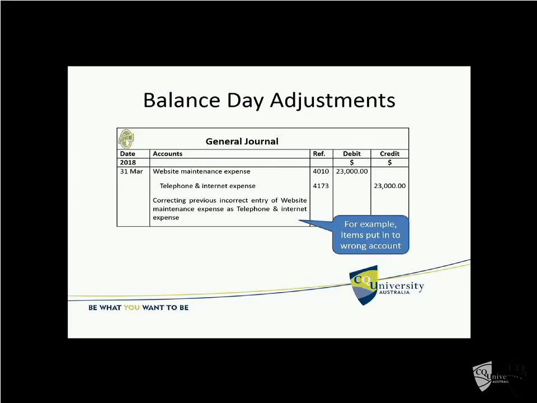So to correct that, what we do is we debit the expense. We increase the website maintenance expense by $23,000 because it should have been in there, and we take it out, which means crediting the telephone and internet expense. You see it's in the general journal, and there's a little note, correcting previous incorrect entry of website maintenance expenses, telephone and internet expense. So put a little description there because otherwise you wouldn't know what this entry was. You'll also note that in this entry there's no changes to the GST accounts, because it was just in the wrong account, the GST side of things is unaffected.